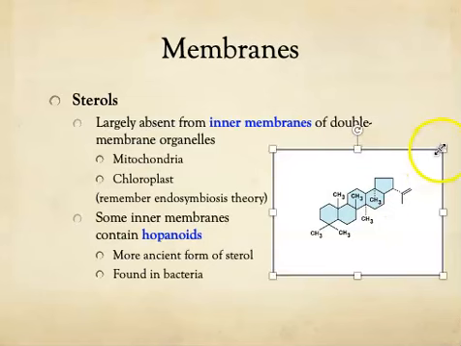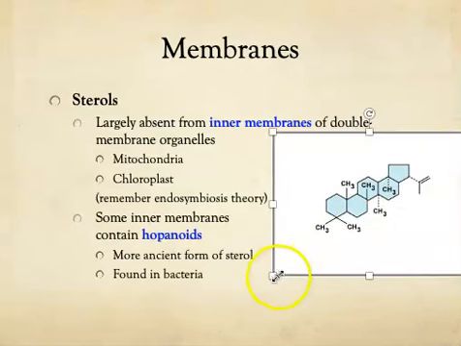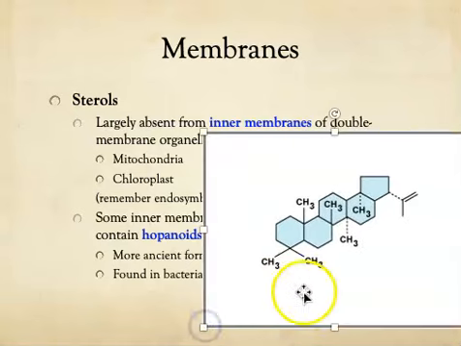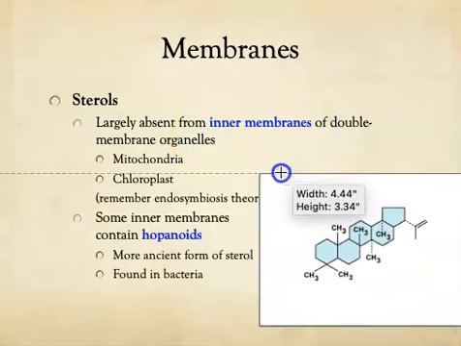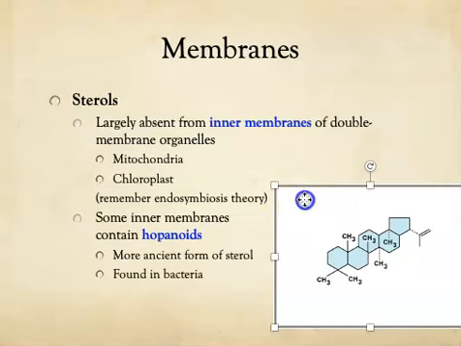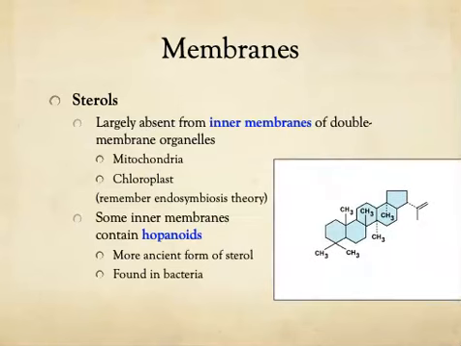You're looking at a hopanoid over here on the right hand side. Again, you can see it's different from a sterol. We have 5 carbon rings instead of 4. There's no hydroxyl group off to the side. We have some methyl groups instead. Again, in all likelihood, the hopanoid came first, and eventually the sterol evolved out of the hopanoid.